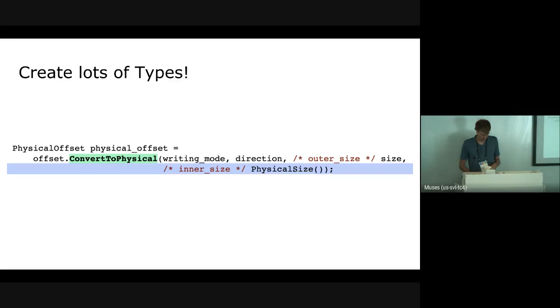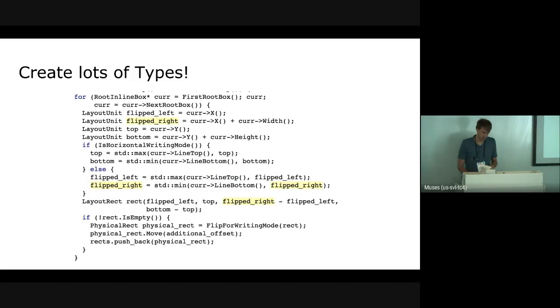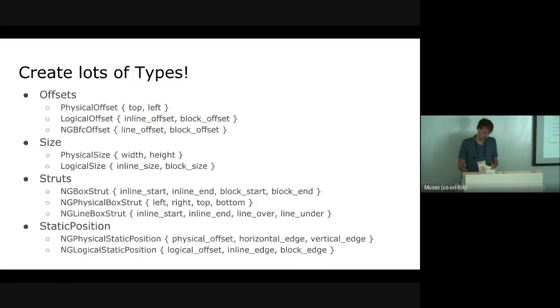In NG, this is basically what it looks like: given a logical offset, you can convert it to another type, say physical, given the writing mode direction, the outer size and the inner size. This is converting a point, so that's why the inner size is empty. And you can reduce that crazy amount of code. It also means that if you've got these types, you can't accidentally assign a logical coordinate space offset into a physical offset, which the old code base did all of the time.